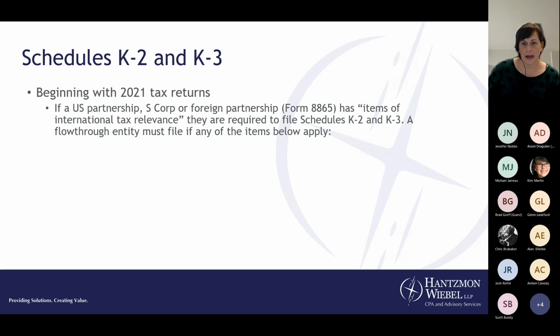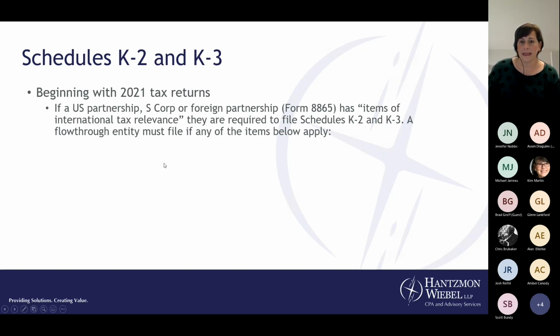Form 1065, 1120S, and Form 8865, which is the return of U.S. persons with respect to certain foreign partnerships. And the K3 adds the additional foreign detail to the K1. These new forms, in theory, were created to provide more clarity for shareholders and partners on how to calculate their U.S. income tax liability when considering potential international related deductions, credits, and miscellaneous items.